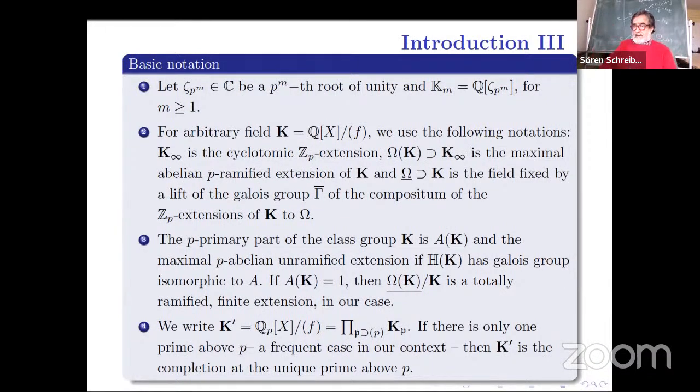So I introduced the completion of K, and then I write U of K for the product of the units in these completions, and U1 are the units which are congruent to one modulo the respective uniformizers. And there's an interesting additional module which I call U prime, which is the kernel of the norm of these units to Q_p. And this kernel of the norm practically eliminates that.